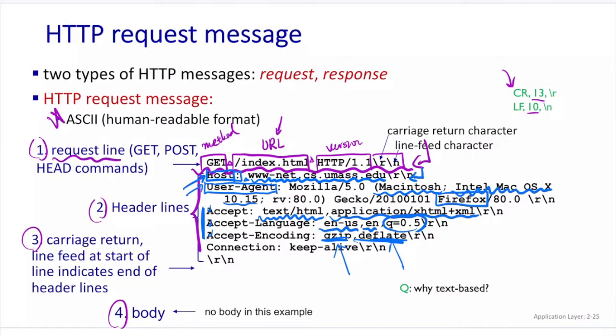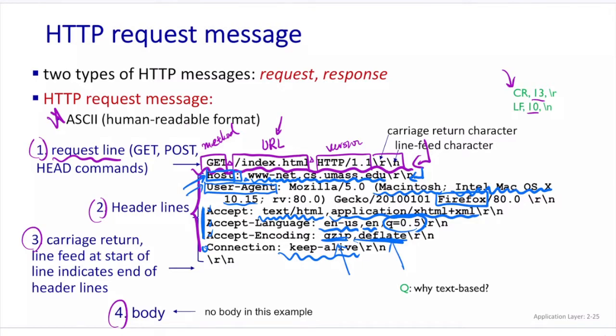Okay, the last one is connection. The value is keep alive. That means we would like to use persistent HTTP. So please keep alive, because I will use the same socket, the same TCP connection, to connect to the server again to retrieve the additional referenced objects. So that is the second part.